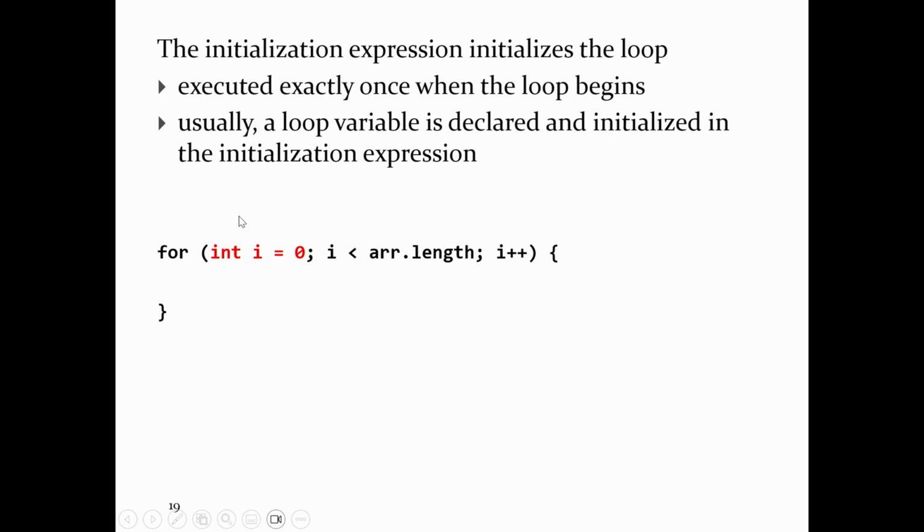Okay, so what does the initialization expression do? It's the first part of the loop. Basically that declares any of your loop variables, and then it sets the value of the loop variable. So this is the normal way that you would write a counting style loop, where you're using an index variable i.